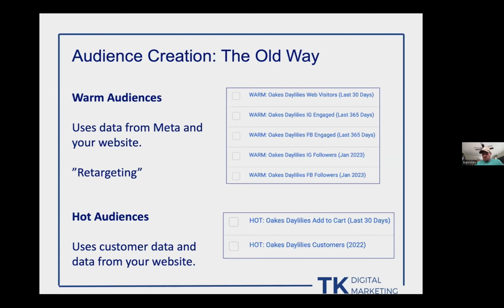So we're using the actual customer list here and the people who added to cart. And this is all coming from data that your website provides to Meta. And so, with these hot audiences here, we're targeting people who either purchased or really came close to purchasing from your website.